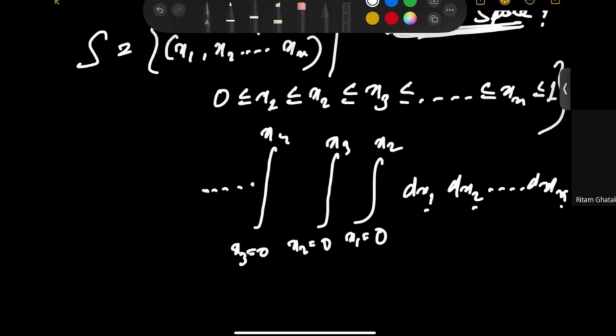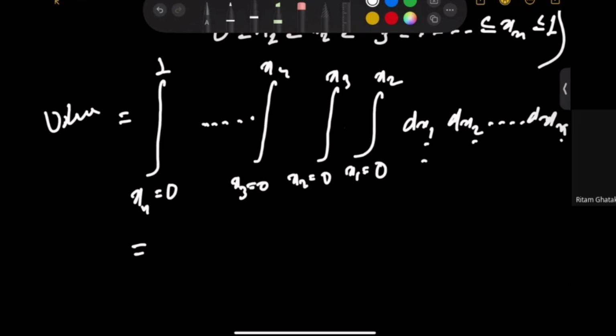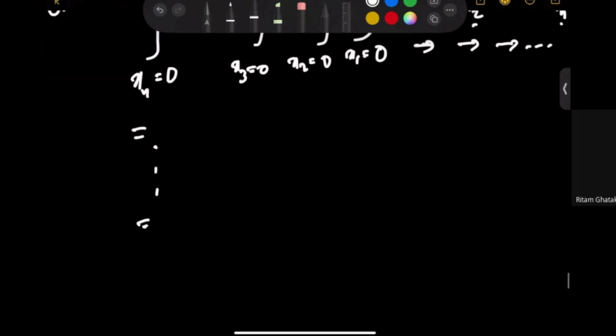It will go on like this, right? So what will be the last one? Sir, 0 to 1. Okay, which variable would it be? xn, 0 to 1. Yeah, that is our volume. Now you can do this very easily, right? You can start integrating one by one, and you'll find a pattern.